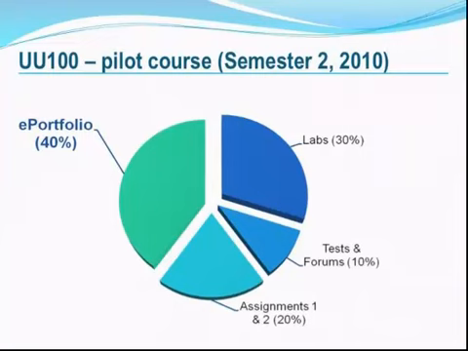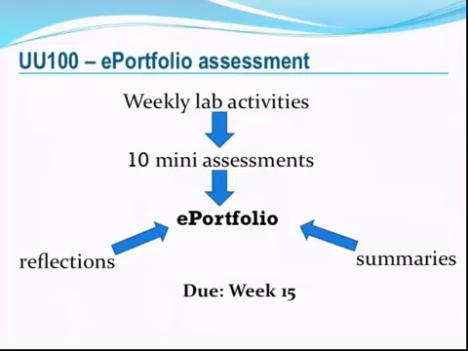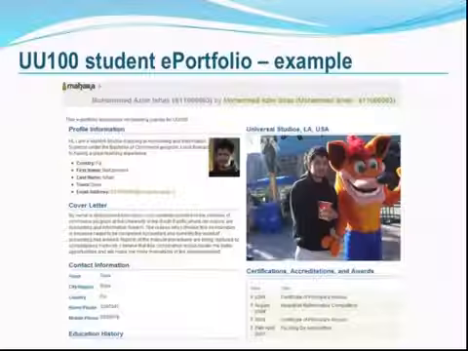There were weekly lab activities throughout the semester, and from those weekly lab activities there were 10 mini assessments, and these mini assessments reinforced what was covered in the weekly lab activities and the course notes. These are the 10 assessments which the student has to put up on the ePortfolio together with reflections and summaries. The student has the whole semester to do their ePortfolio work, and they have to submit their ePortfolio for marking in week 15. So this is generally how the UU100 ePortfolio assessment was structured.